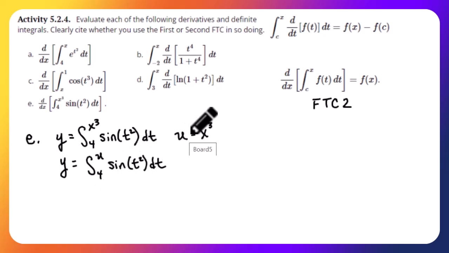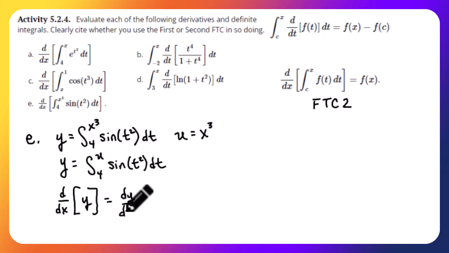So notice here we've got u is a function of x and y is a function of u because the upper limit of integration is a u instead of x. So right here, if we go back up to part E, what we have is d dx, and then in brackets here we have the derivative of y. So in other words, this is equal to dy dx. But we know from the chain rule that dy dx is equal to dy du multiplied by du dx.